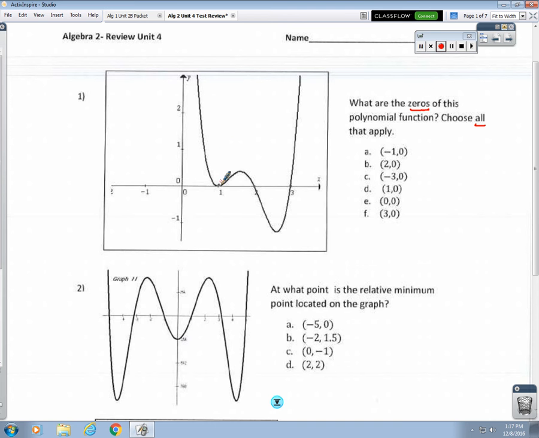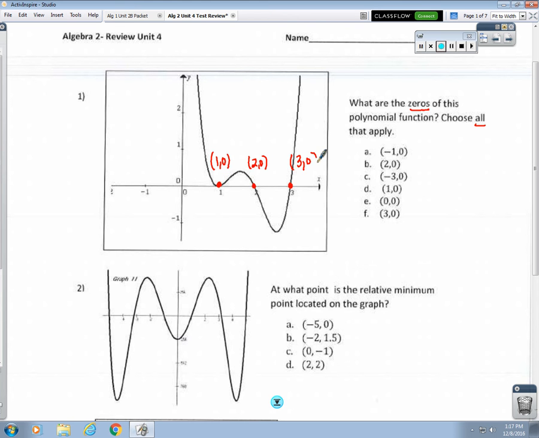Right, so we see that it bounces off of the x-axis at 1, but isn't that still a 0? It crosses through at 2, and it crosses through at 3. But over here they have them written as an ordered pair with an x and a y value. So what is the ordered pair for this point? 1, 0. What is the ordered pair for this point? 2, 0.